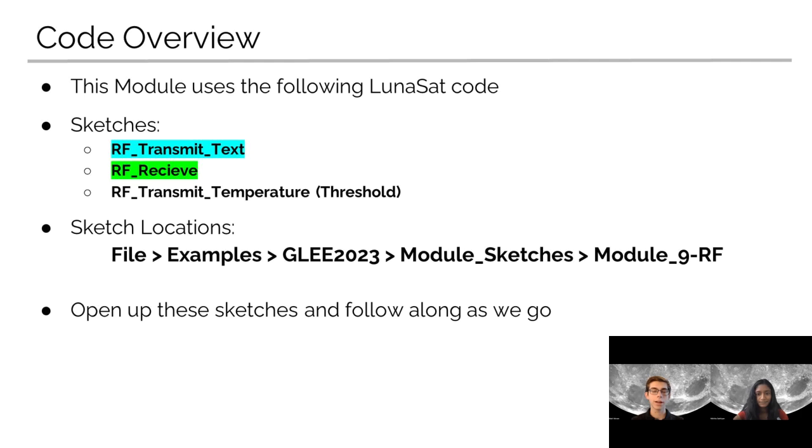Yeah, so we're going to have three different sketches for this module. We're going to have the RF transmit text sketch, the RF receive sketch, and the RF transmit temperature sketch. All of these can be found under File, Examples, GLEE 2023, Module Sketches, Module 9 RF.